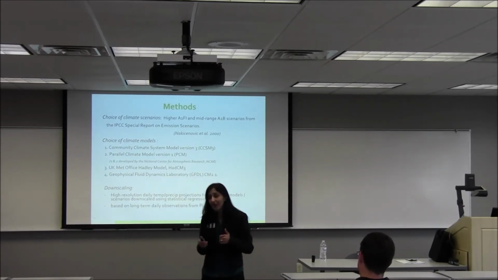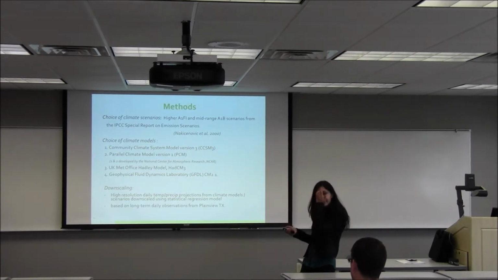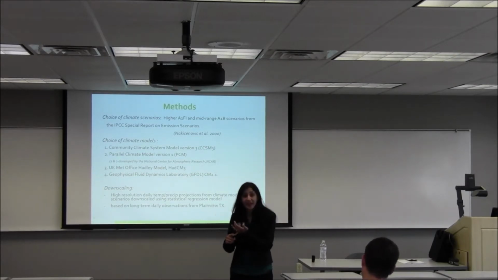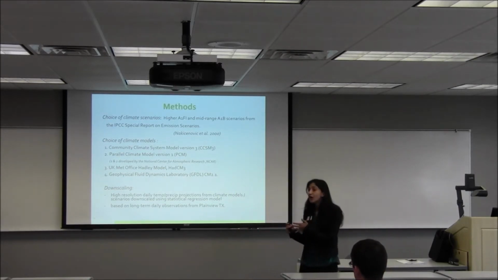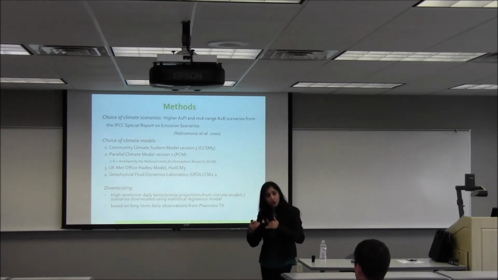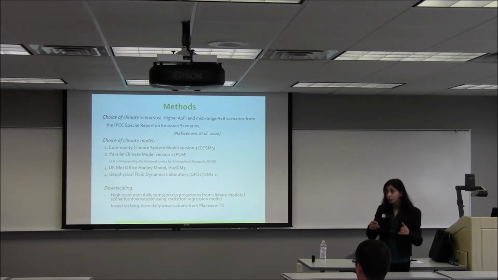Okay? So out of that family of 6 scenarios, we chose the A1FI and the A1B scenarios. FI stands for fossil fuel intensive, and A1B stands for a balanced emphasis on energy sources, so a little bit lower than the higher emission scenarios. So these were the big scenarios that we chose.